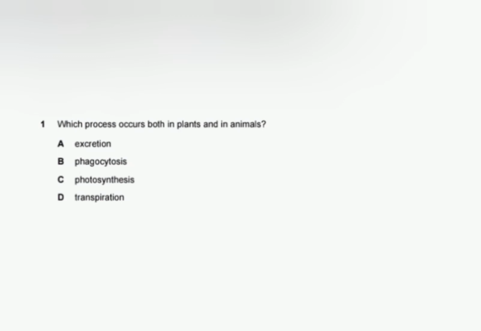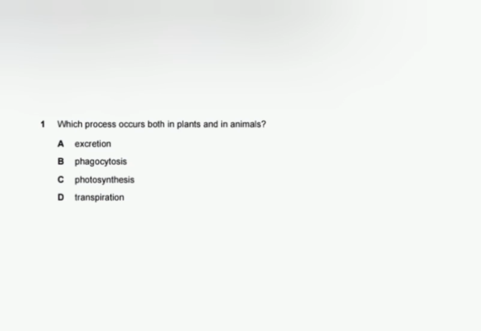So the next one is saying which process occurs both in plants and in animals? So we have A, which is excretion. Yes, excretion occurs in both plants and animals. Then B, phagocytosis. Then as for C, photosynthesis. Then D, transpiration.